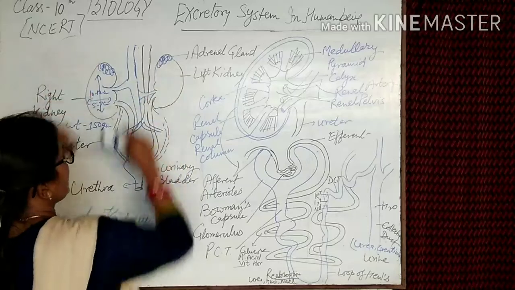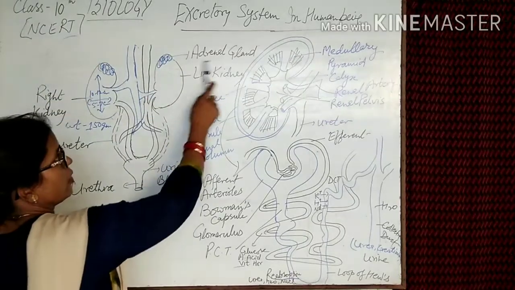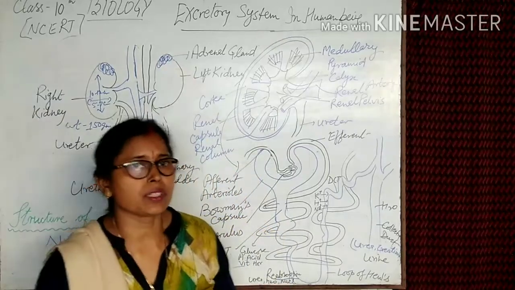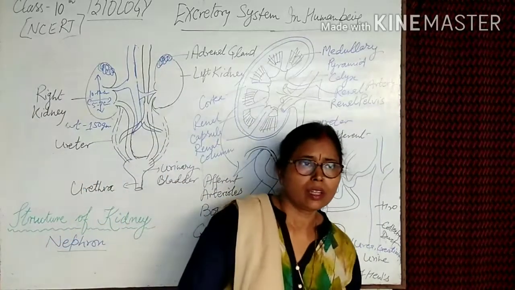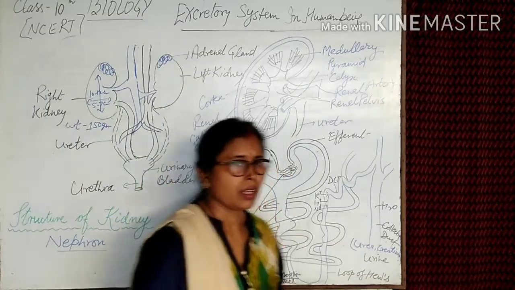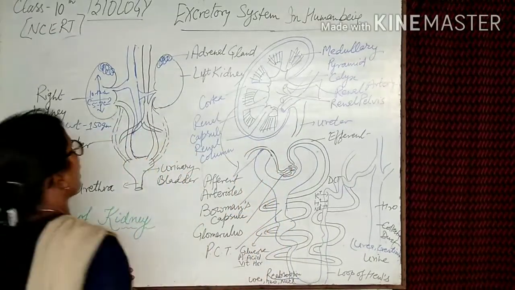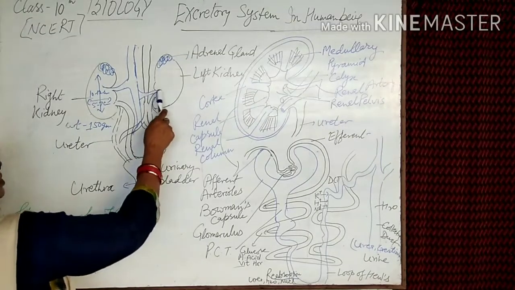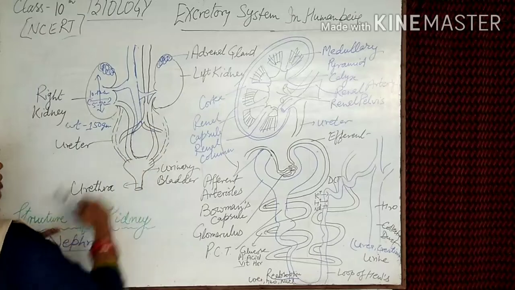On the anterior part of the kidney is the adrenal gland. The adrenal gland releases emergency hormones in emergency conditions like fear, emotions and anxiety. Now, the internal structure of the kidney.